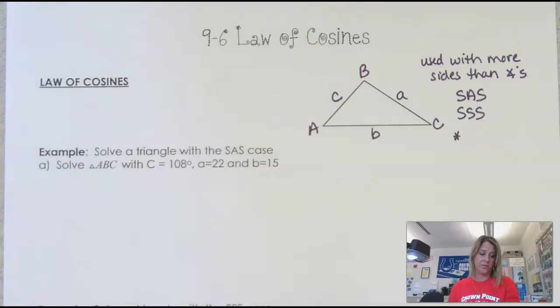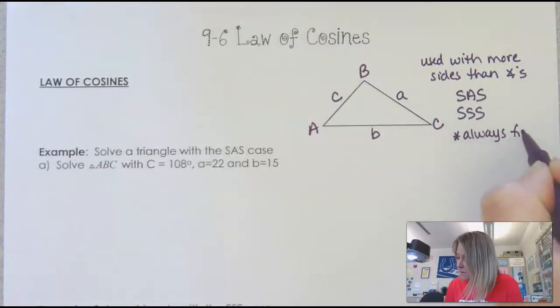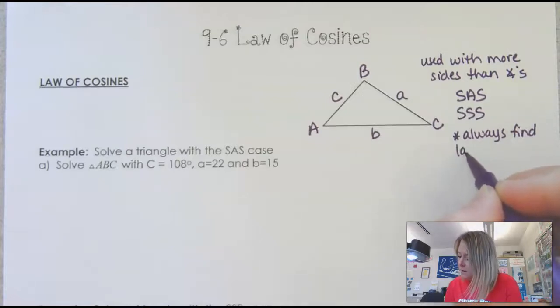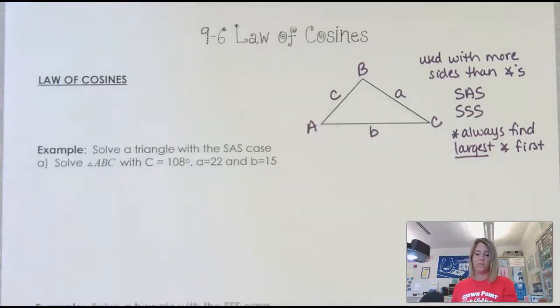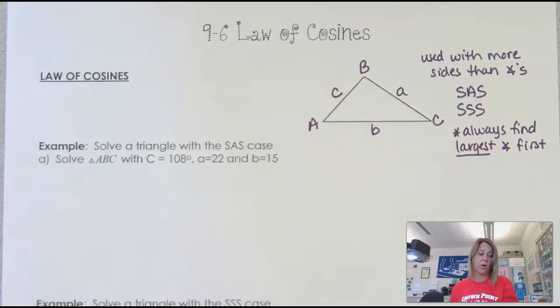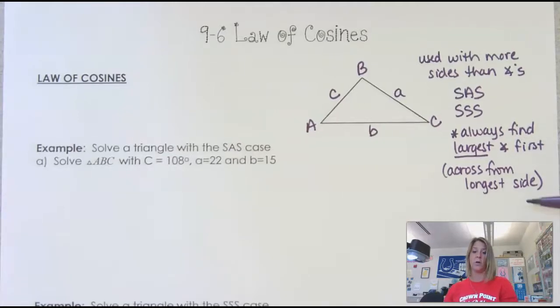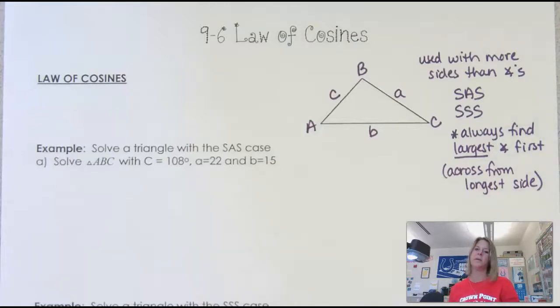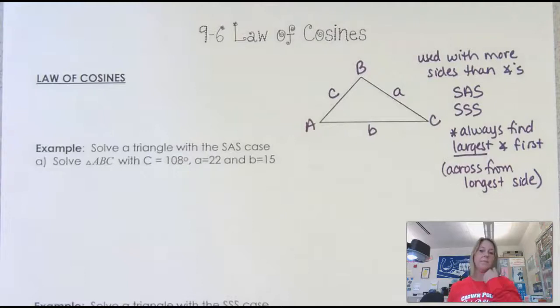So one thing I want to note on here is you always want to find the largest angle first. So always find the largest angle first. That's going to be the angle that's across from the longest side. All right, so the largest angle is always across from the longest side. Those words are too close. All right, so put this down if you need that. Let's try some examples here.